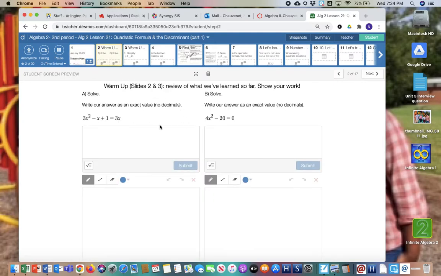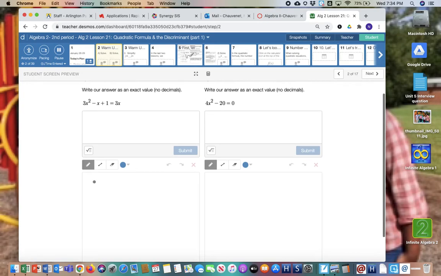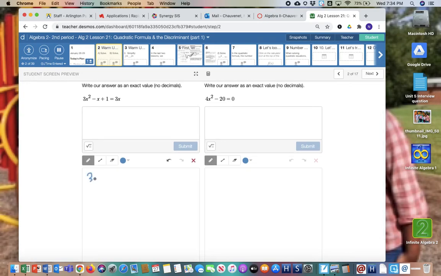Here you see we've got a little warm-up of what we've learned so far. Remember, one thing we're supposed to do is always write things in standard form. So my first step is to write this in standard form, which means I'm going to subtract 3x from both sides. I'm going to write my equation down here: 3x squared minus x plus 1 equals 3x. Then we're going to minus the 3x from both sides.